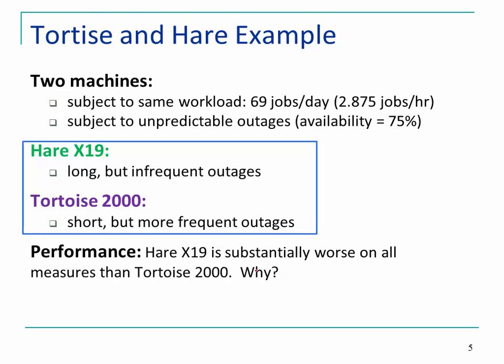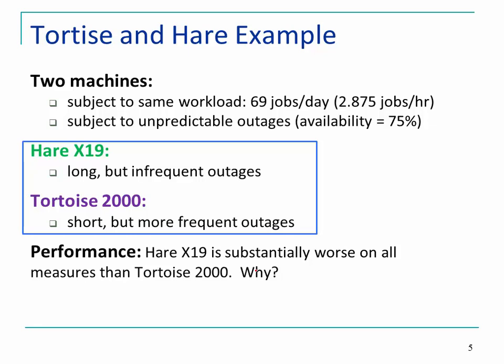Okay, so this is the example that I was referring to. This is two machines that are called, the names of them are on the top, tortillas and hair. So these two machines are subject to the same workload. So they're going to be receiving 69 jobs a day, or about 2.875 jobs an hour. And both of them are going to be subject to unpredictable outages, meaning that they can stop working at any time during the day. But we don't know when that's going to happen. But we do know that they're going to be available 75% of the time.